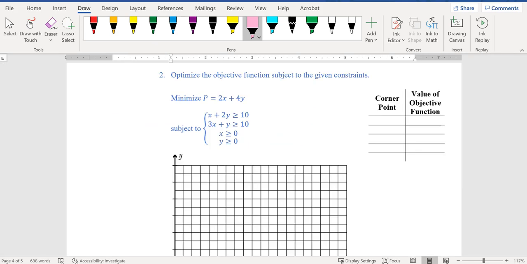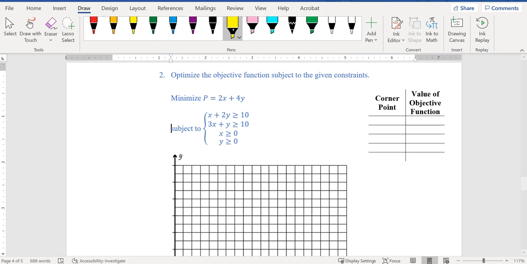Number 2, we want to optimize the objective function subject to the given constraints. Minimize p equals 2x plus 4y, subject to the inequalities x plus 2y greater than or equal to 10, 3x plus y greater than or equal to 10, and x greater than or equal to 0, y greater than or equal to 0. Remember that those are your non-negative constraints. These two things restrict you to the first quadrant.